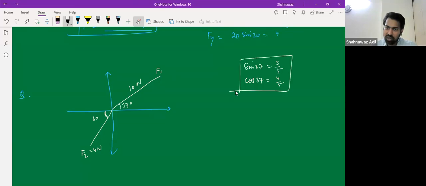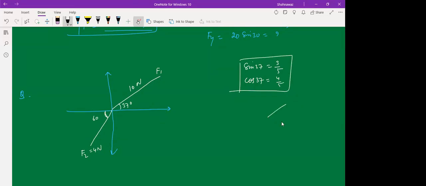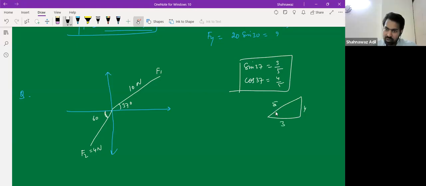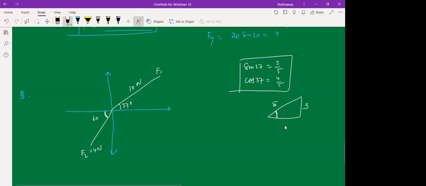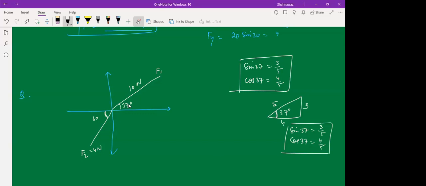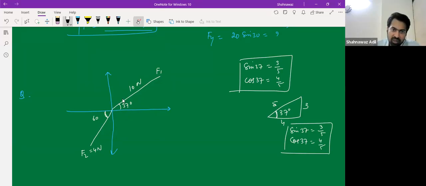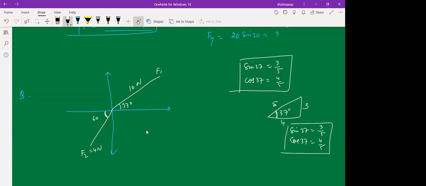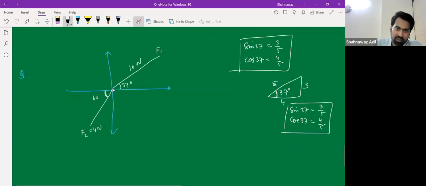This you just remember. If we have this 3, 4, 5, so this is 37 degree, right? So sine 37 is 3 by 5, and cos 37 is 4 by 5. So we have to first resolve this vector. So first find out the vector of this part.